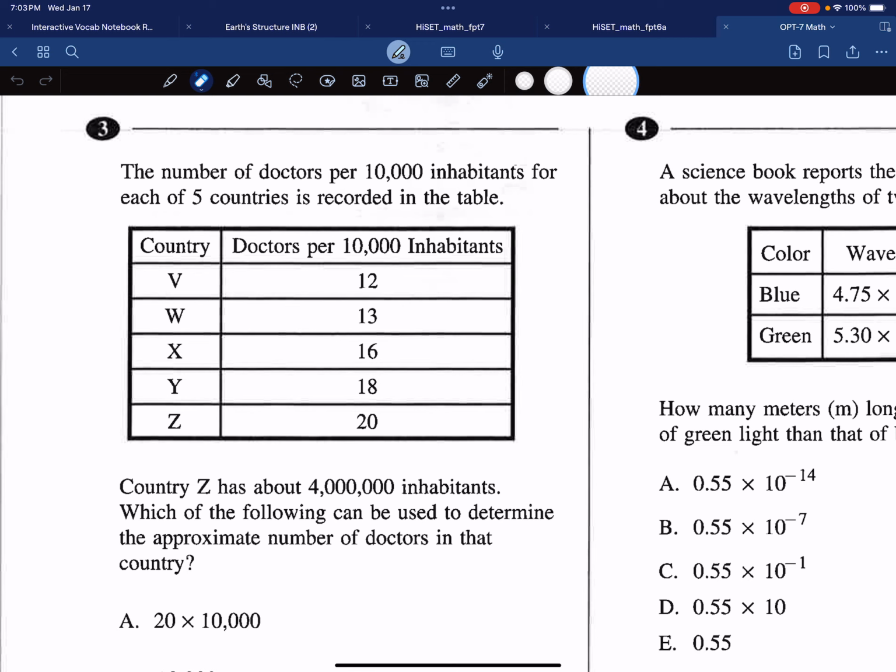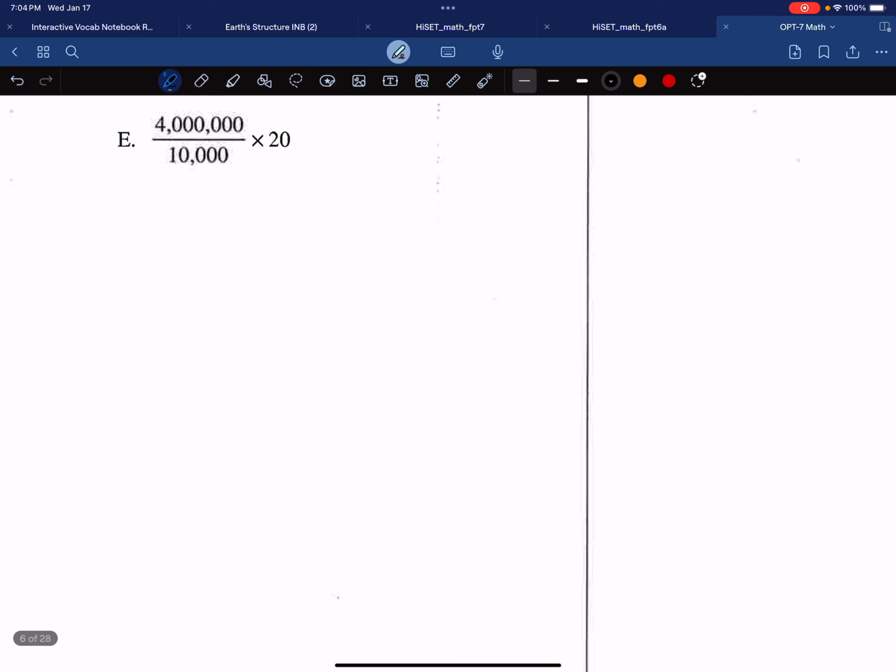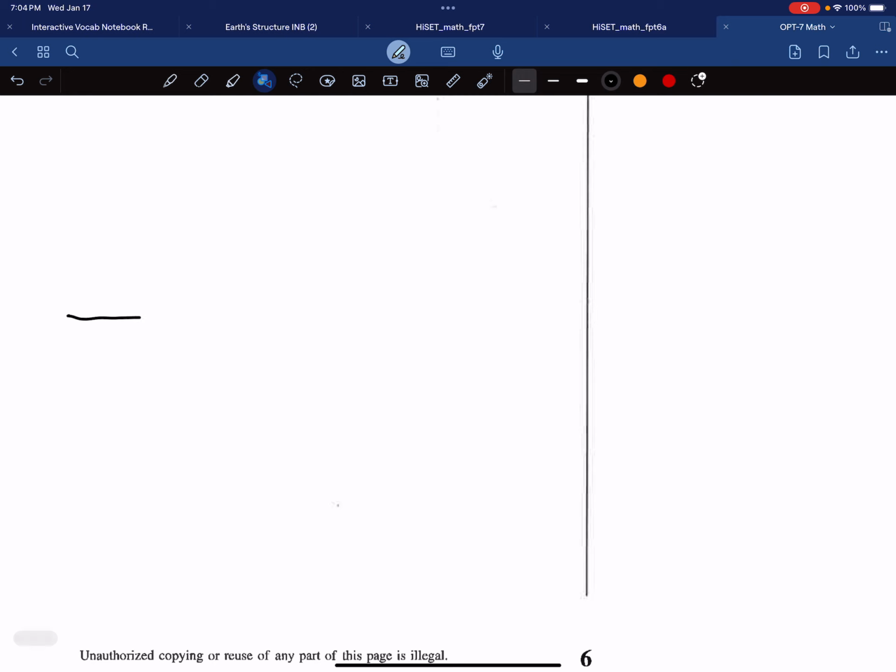Country Z has about 4 million inhabitants. Which of the following can be used to determine the approximate number of doctors in that country? So I'm only interested in country Z. The other countries will not be part of this problem. And country Z has about 20 doctors per 10,000 people. So I'm going to set up a proportion down here and see what I can do with this problem.